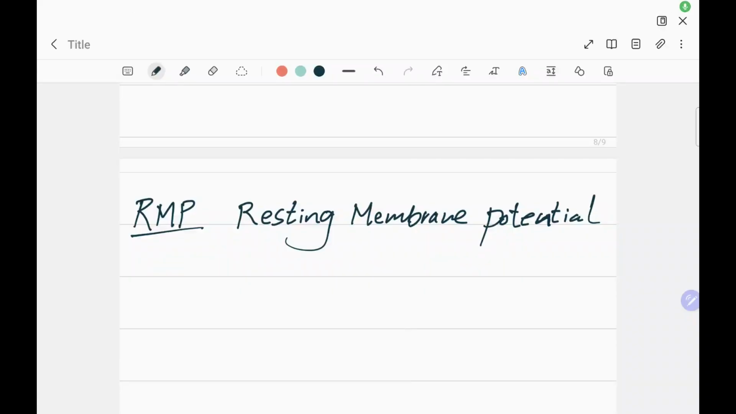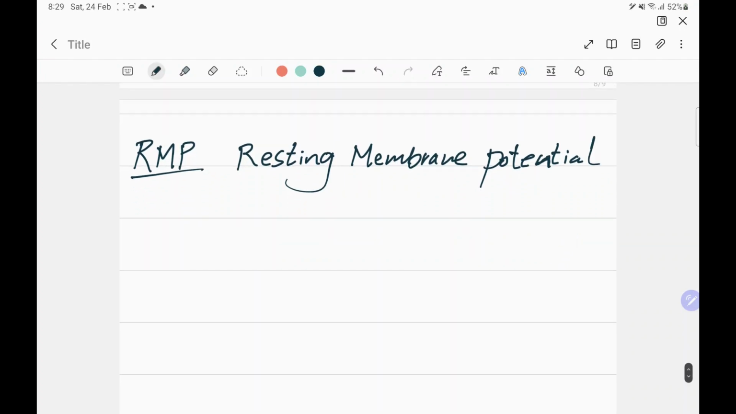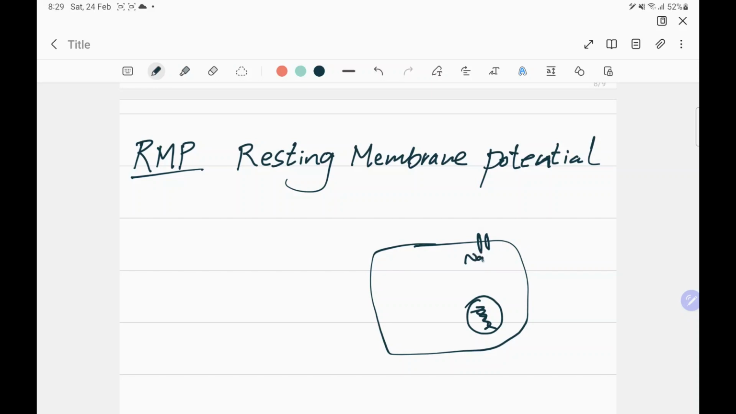Our next topic is resting membrane potential. So what is resting membrane potential? Well, if you look at living cells, all the living cells in your body, you've got the nucleus, the DNA, the different proteins, the sodium-potassium pump over there, okay, plus pump.